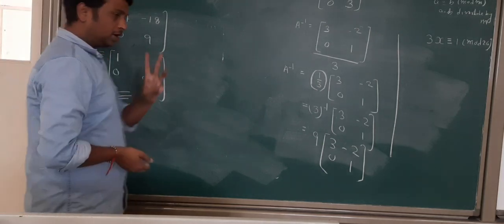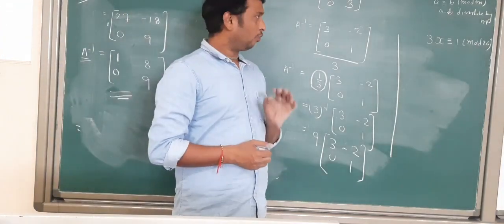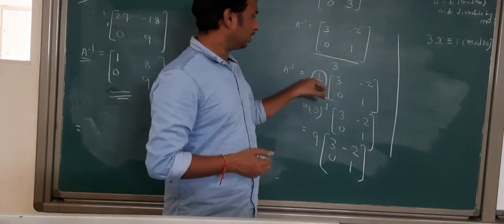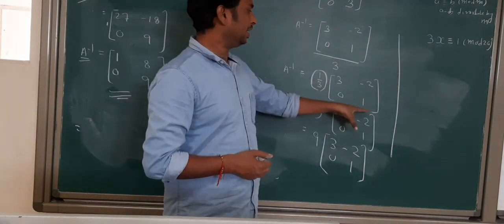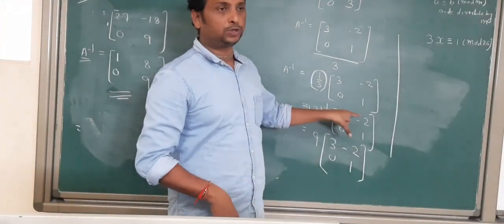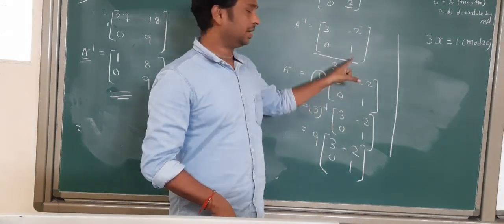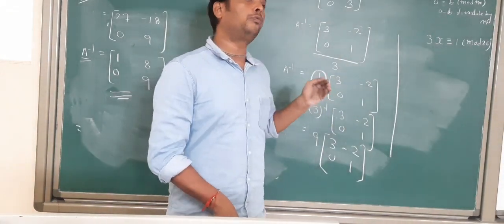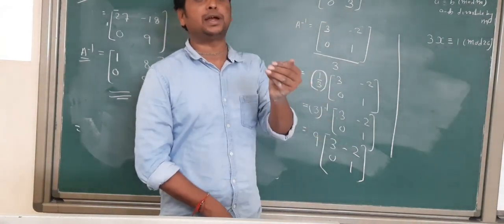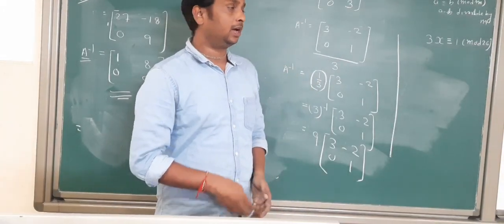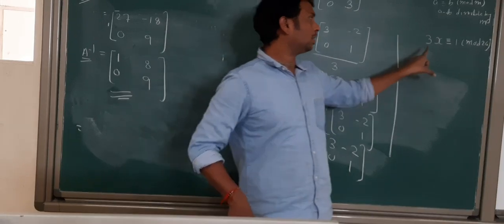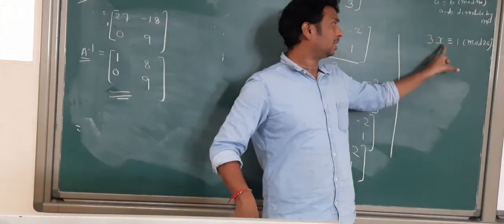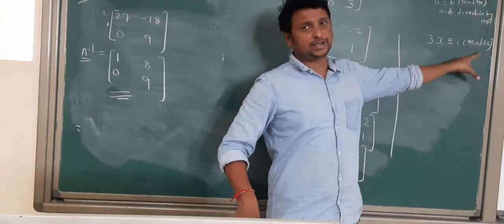Understand? So only three things you have to take care. One, how you find the inverse of that value. Because always in the denominator we have to calculate the determinant, AD minus BC. So we have to find the inverse of AD minus BC. So how do we calculate? Whatever value is there, find the solution of Ax congruent to 1 modulo 26.